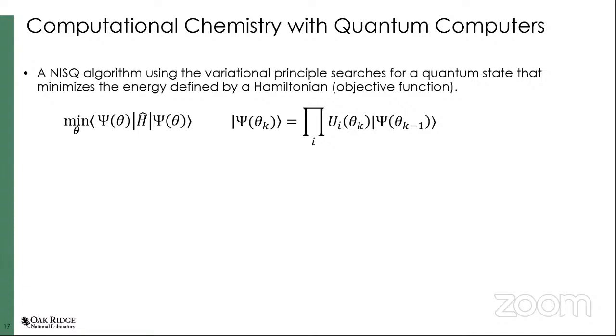In particular, there's an algorithm known as the variational quantum eigensolver that's based on the variational principle, and it searches for a quantum state that can minimize the energy defined by a Hamiltonian. You see here the Hamiltonian H defined on the right. This objective function, which is of course the expectation value, is then minimized with respect to a parameter theta that parameterizes the wave function psi.